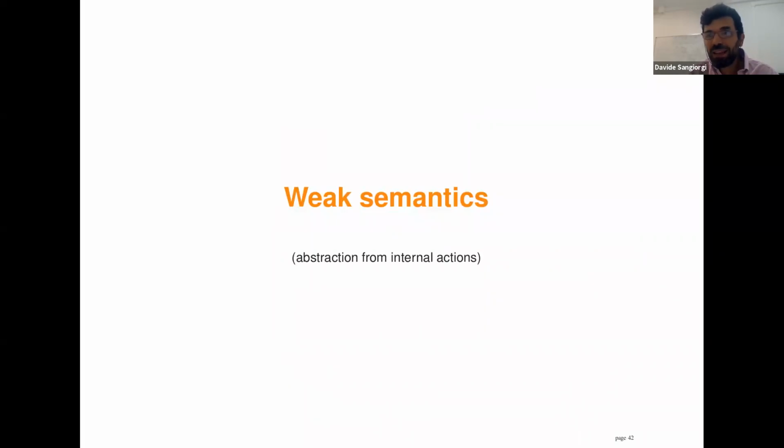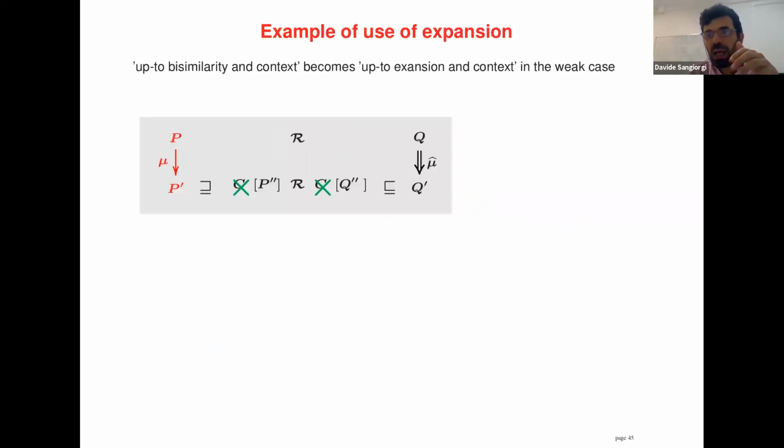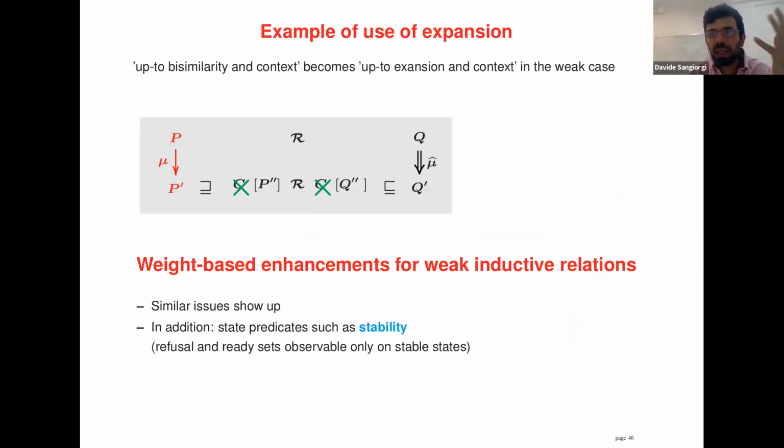I had anticipated at the beginning that I would not have time to discuss weak semantics, but just a word. In the setting of weak semantics, where one abstracts from tau actions, enhancements for bisimulation tend to be more delicate. Certain constructors are not sound, like chaining. So one has to find ways out, and arguably the theory is less elegant. In the case of inductive enhancements, something similar happens. But there is a little more flexibility now, because we can play with the notion of weight, the weak weight. I've done a little bit of work in that direction, but more work, I think, is needed.